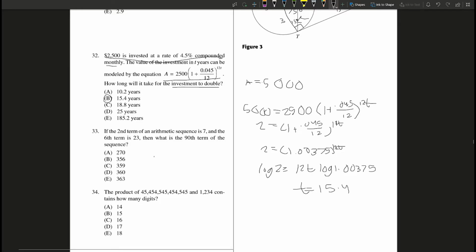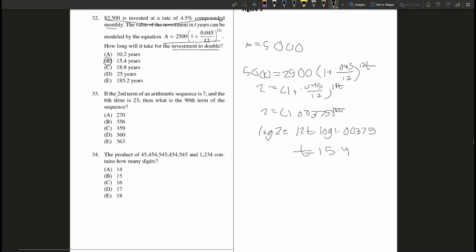So that's our answer. So this question asks, if the second term of an arithmetic sequence is 7 and the sixth term is 23, then what is the 90th term of the sequence? So first we're going to write out our formula for finding the nth term of an arithmetic sequence. So that's going to be a sub n equals a sub 1 plus n minus 1 multiplied by d.